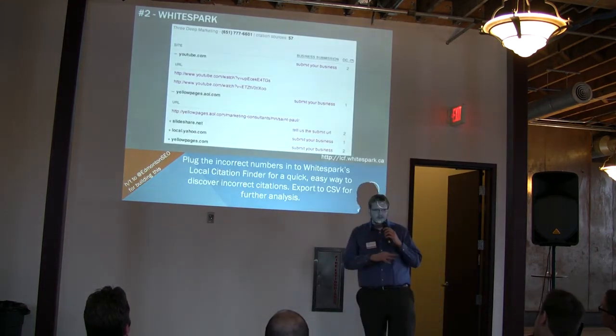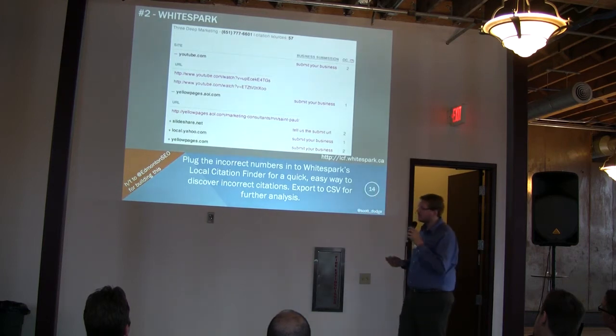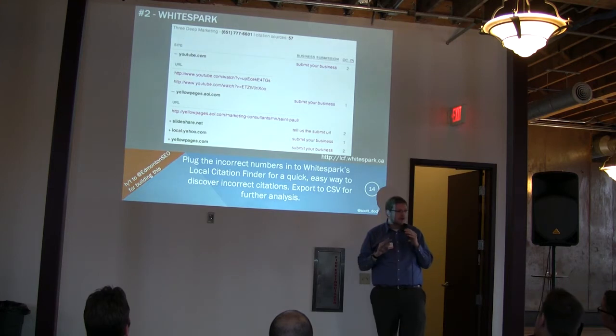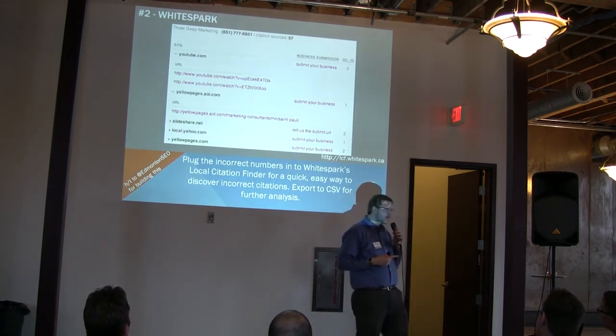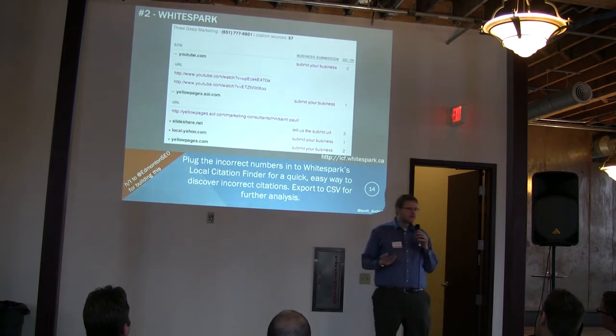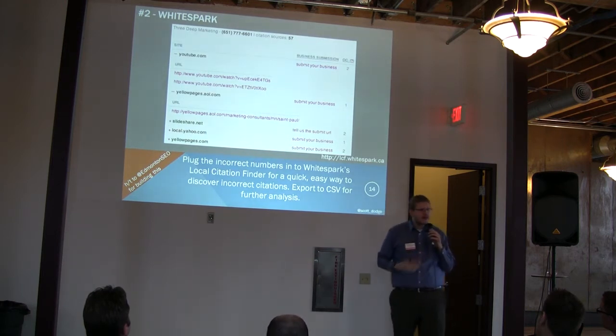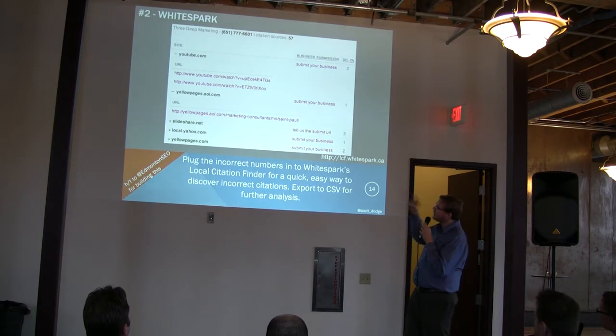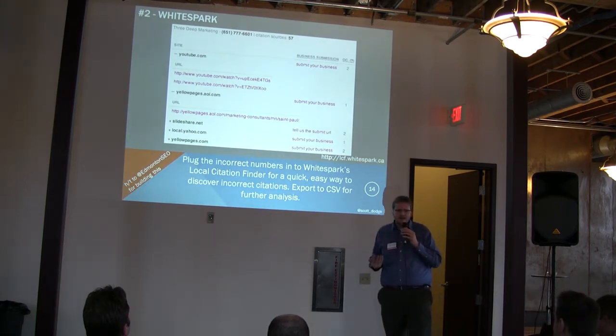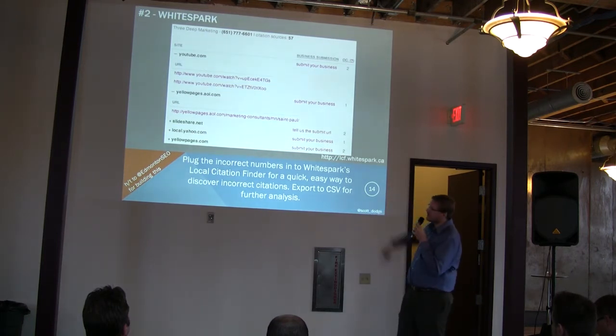So after Factual, I want to jump into Whitespark. Let me step back a little bit. Whitespark is a great local citation finder. We've talked about the local rank tracker, but their bread and butter and original tool was the local citation finder. Basically you can plug in a business name and a phone number, and I get my results in less than 5 minutes. They'll spit back an entire list of all these.